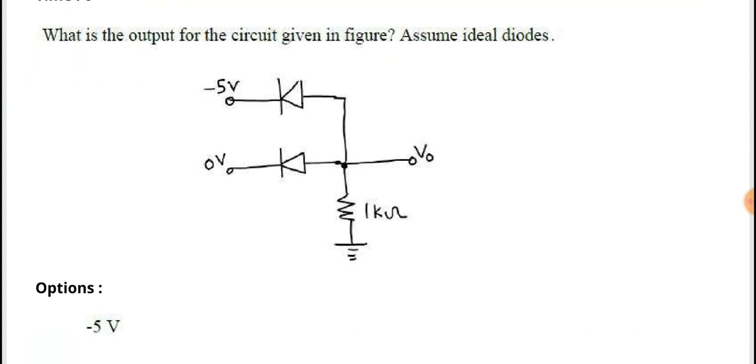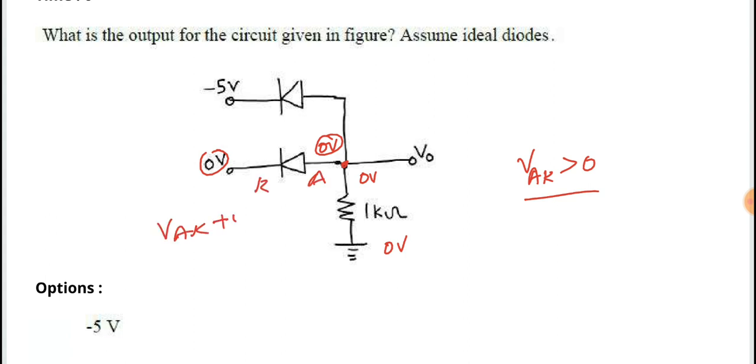Next one. What is the output for the circuit given in the figure, assuming ideal diodes here? So here we have a minus sign, and here V0. For diode conduction, the anode to cathode voltage should be positive. If this condition is satisfied, the diode is going to conduct. For example, assuming the initial case, ground means 0 volts, assuming 0 volts here. When 0 volts here and also 0 volts here, both the sides are 0 volts. Here we have A and here you have K. So VAK should be a positive value for an ideal diode.